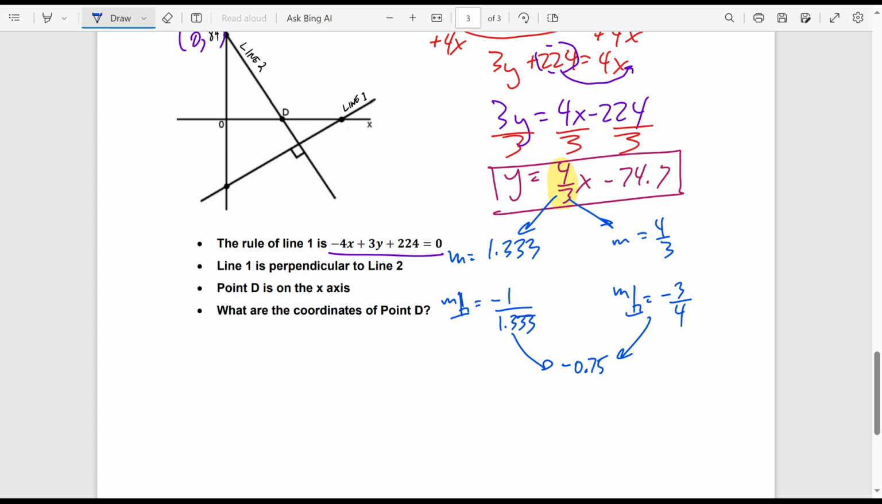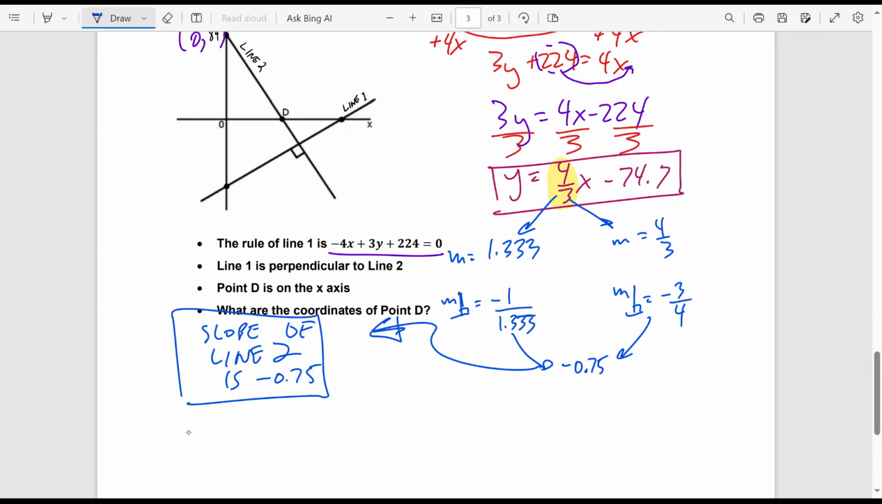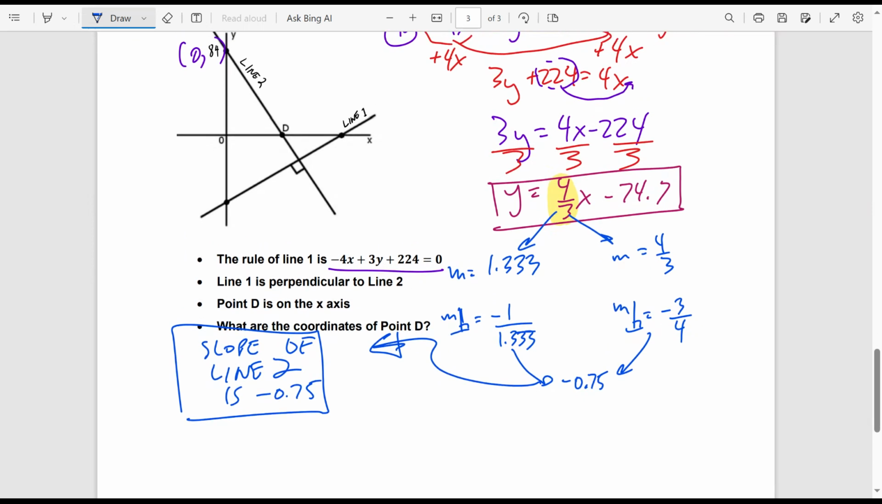So that means, and this is where people will get confused, that all of this told me that the slope of line 2 is negative 0.75. I was just confused, I didn't have that, but I just kept negative 3/4. Oh, that's fine as well. Yeah, that's fine as well. So now that I have that, this question actually becomes quite a bit easier.